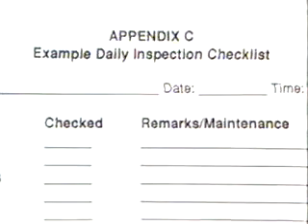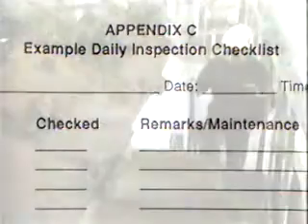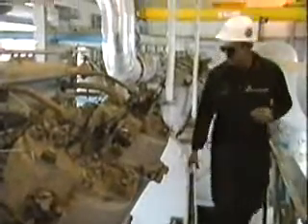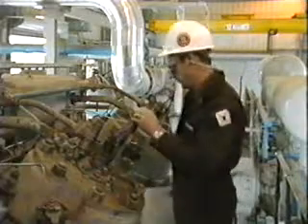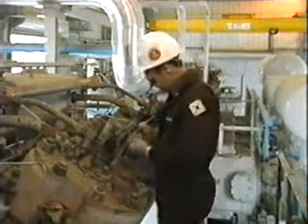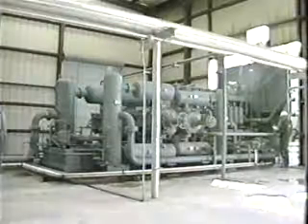The appendix of your student manual contains an example of such a checklist. A daily log is also useful to establish a record of normal operations. This log can be completed as the inspection is being performed. Your student manual also contains an example of a daily log sheet. Let's briefly walk through a daily inspection to give you an idea of what to look for.